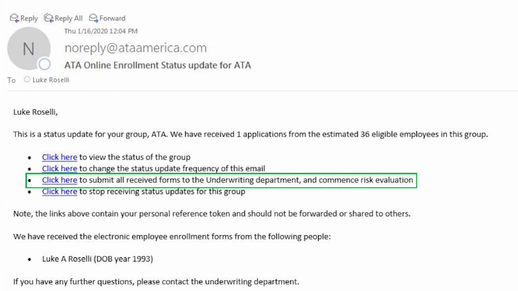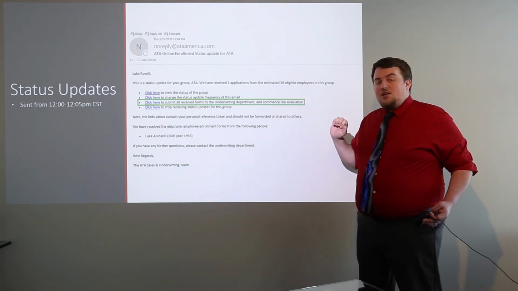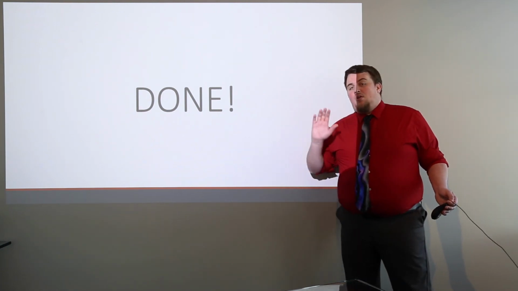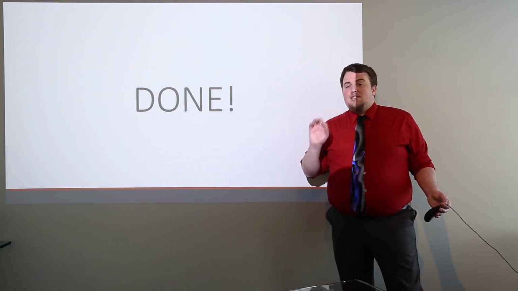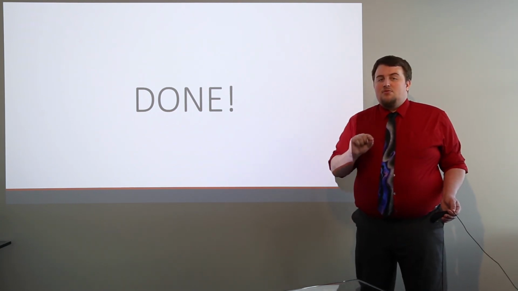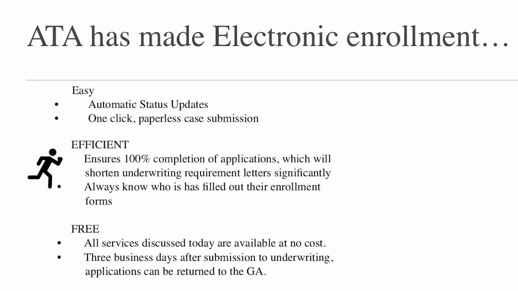Another feature that we have, it's going to tell you who has filled out the enrollment forms as well as their name and date of birth. We're going to go ahead and submit our application to the underwriting department, and we are done. Right now, the process is going to be the exact same as it were if you were to use paper enrollment forms. ATA has made electronic enrollment much easier.